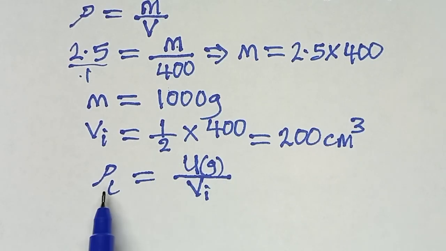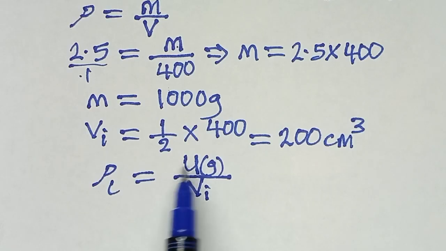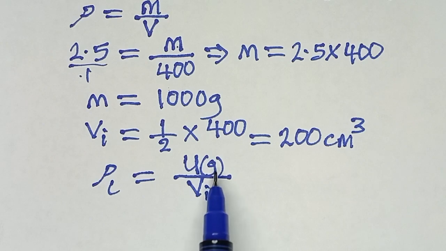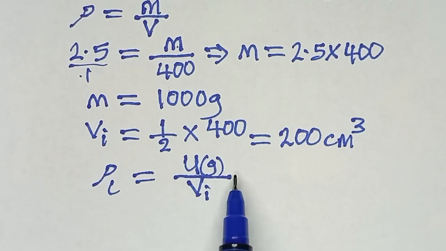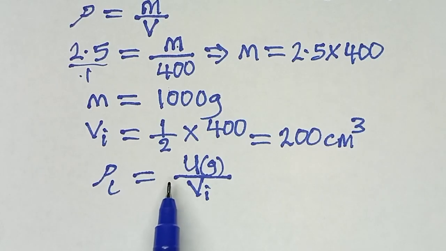The density of a liquid is equal to the upthrust that the object experienced. That is, the upthrust means the loss in weight that the object experienced. That upthrust should be in gram, all divided by the volume of the object immersed. I'm taking my time to explain this because if you can understand this formula and how to apply it, you will not have problems in questions like this.